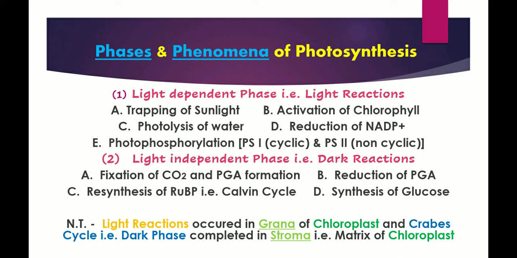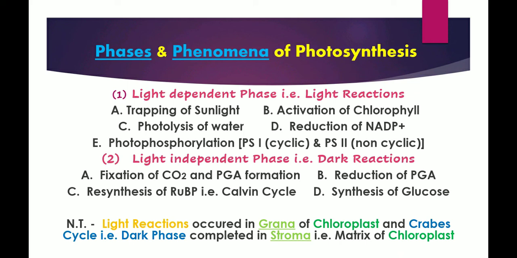There are 4 phenomena in dark reactions. Number 1, fixation of carbon dioxide and PGA formation. PGA means phosphoglyceric acid. Number 2, reduction of phosphoglyceric acid, that is PGA. Number 3, regeneration of RuBP, that is the Calvin cycle. RuBP means ribulose bisphosphate. Number 4, synthesis of glucose.